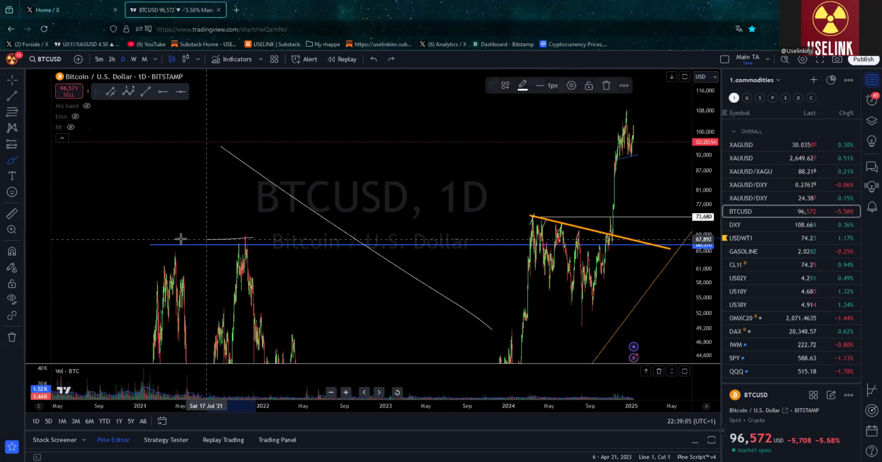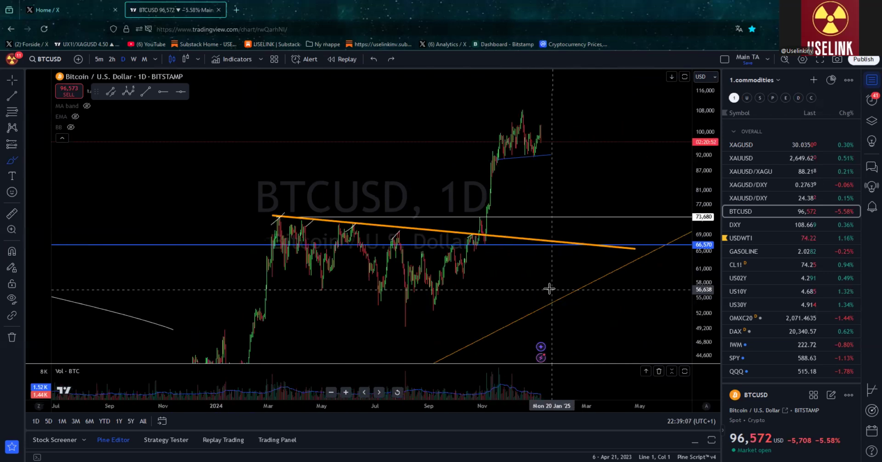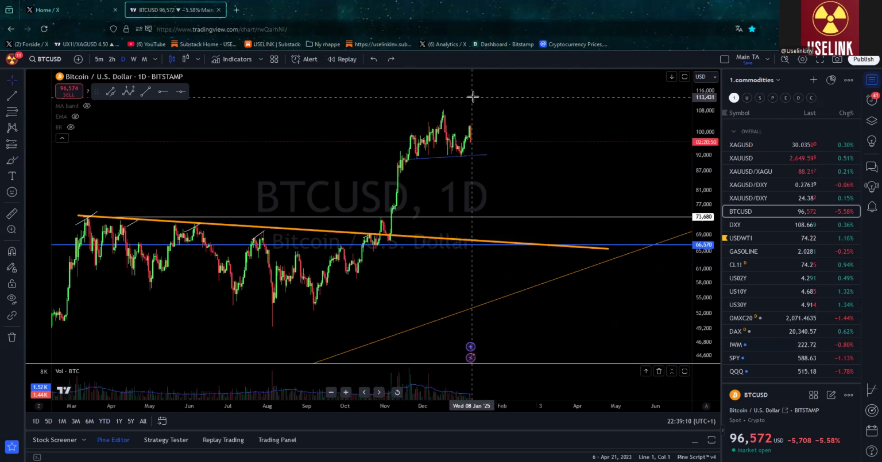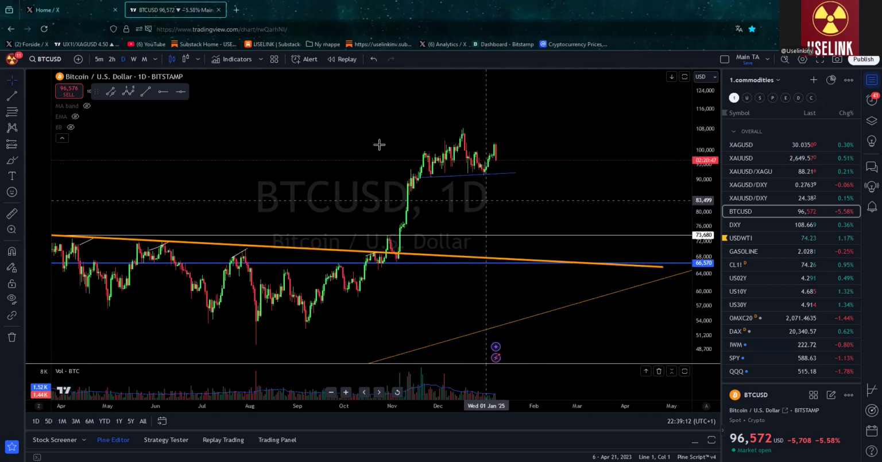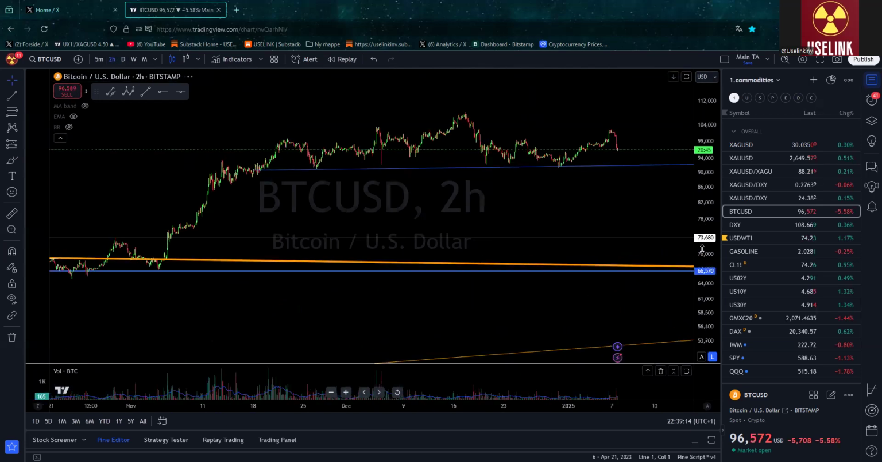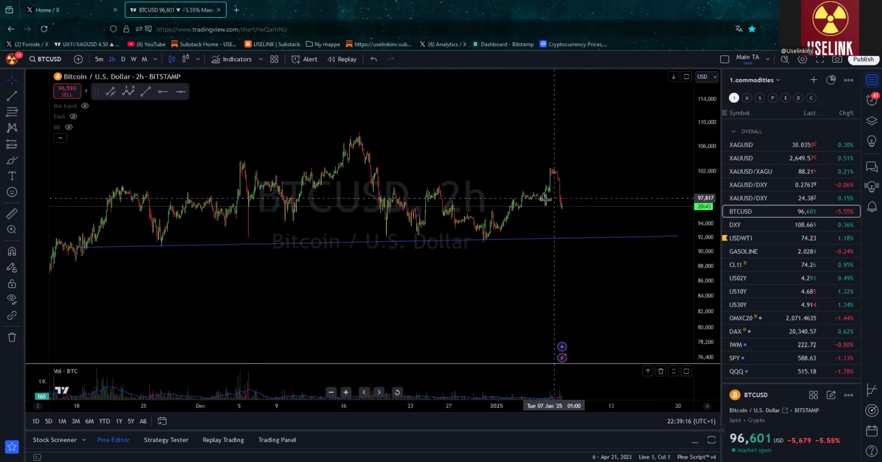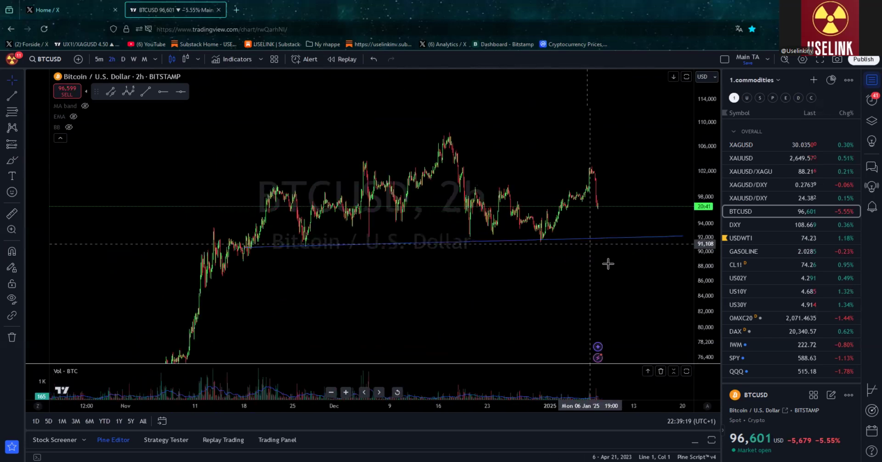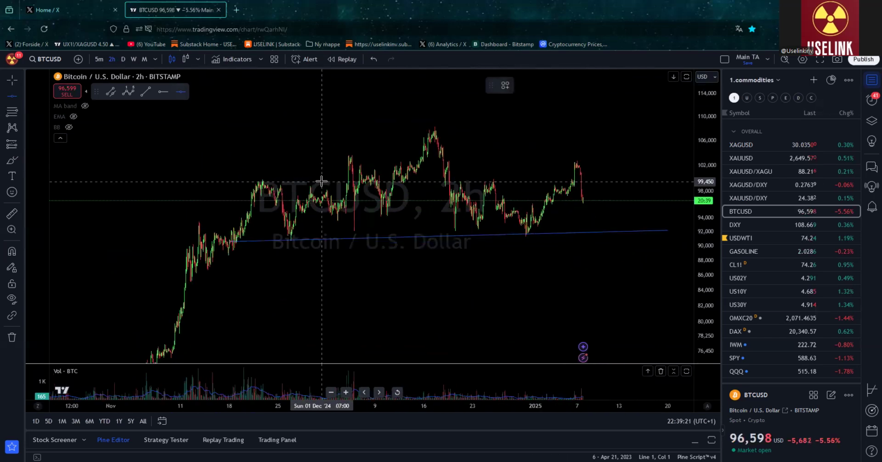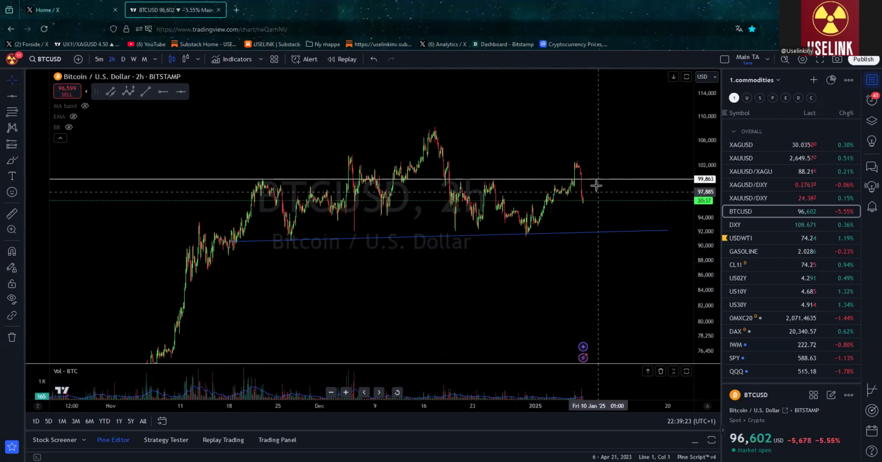And we had a lot of support over here as well, 66K. So Bitcoin is living life very dangerously. But again, it's very wild. And again, in 2 days' time, we could be up here again. It's very, very volatile, as you know.